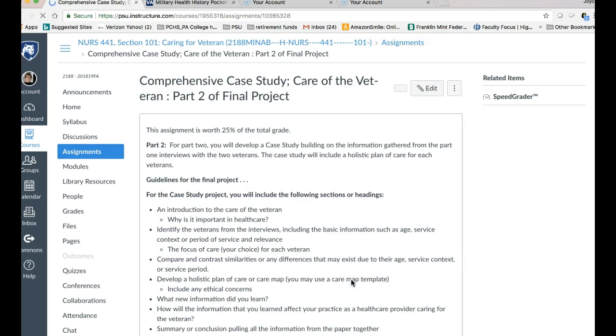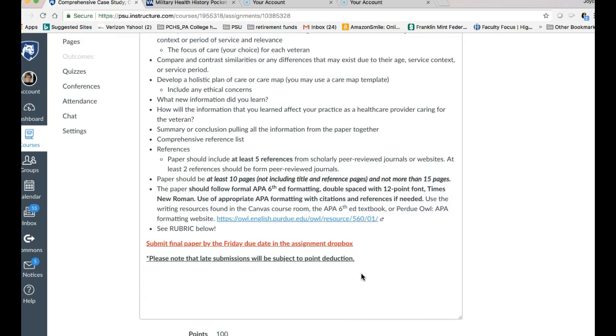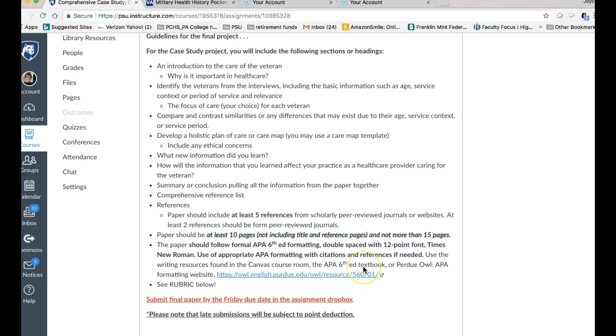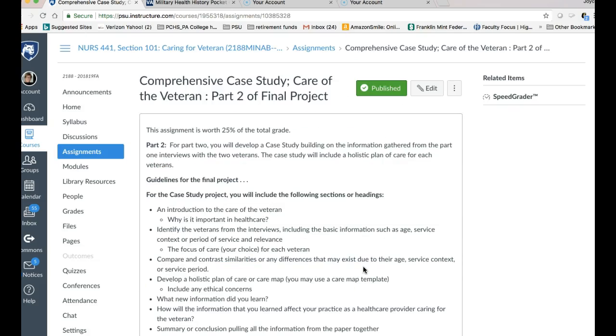And when you do open the comprehensive case study, again, you will see direct guidelines. And in that sample paper from the interview paper, it actually tells you how to do part 1 and part 2 that will guide you through the final project. So please make sure you open these guidelines, read them through, and always peruse the rubrics.